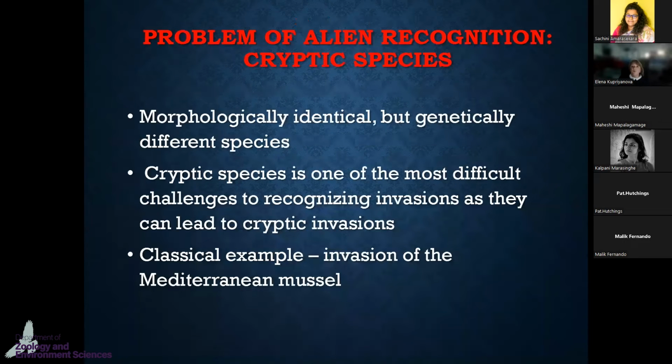Another problem of alien recognition is cryptic species. These species are morphologically identical, but genetically different. Cryptic species is one of the most difficult challenges to recognizing invasions, because they can lead to cryptic invasions. And one of the classical examples of such cryptic invasion is the case of the Mediterranean mussel.